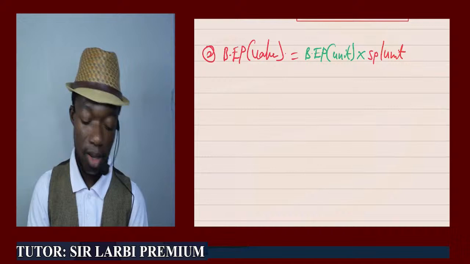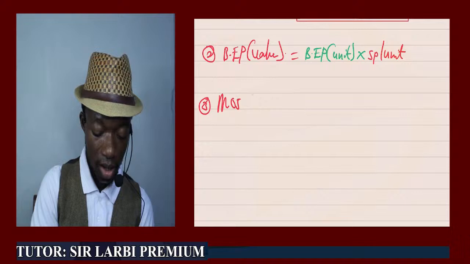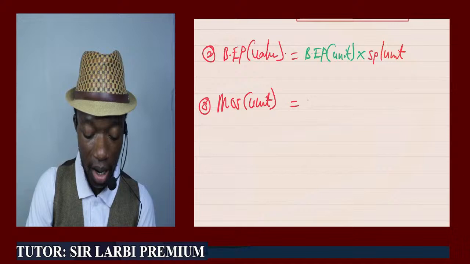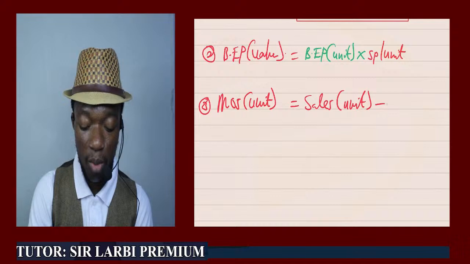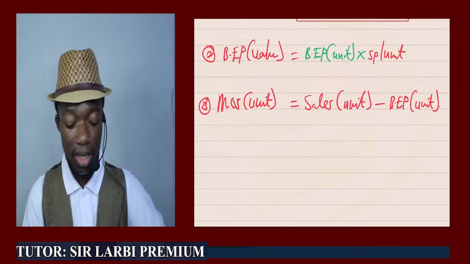So formula three, we are also looking at margin of safety. Margin of safety in terms of unit. We said it is the units beyond the break-even point. So by margin of safety in terms of unit, we are taking into account our sales, our production in units, compared with our break-even point in unit. Any excess of that would then give us a margin of safety in unit. And to get that for value too, as always, you multiply by the selling price and you are good to go.